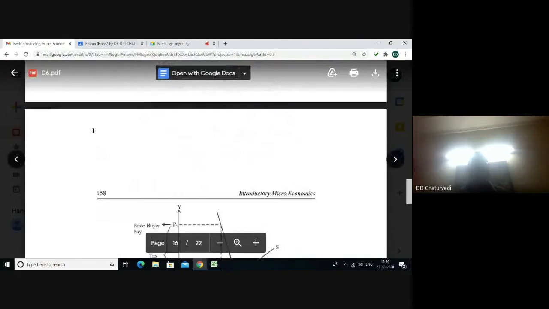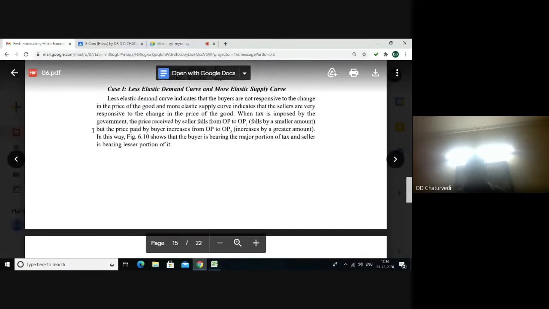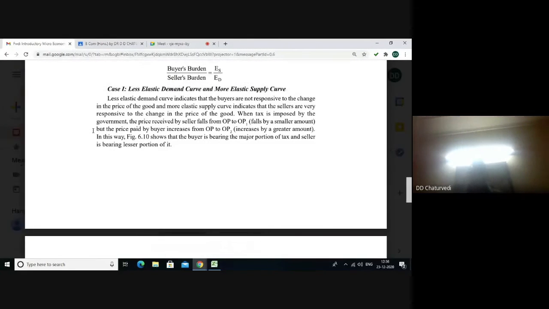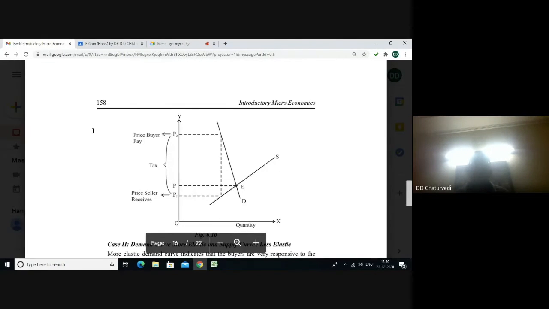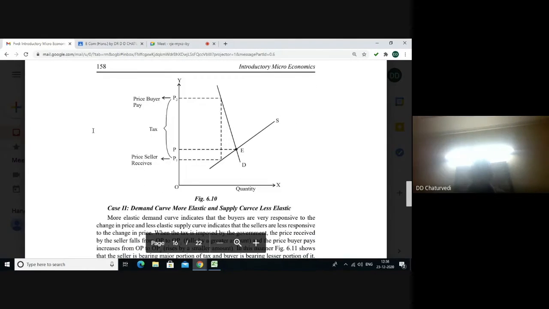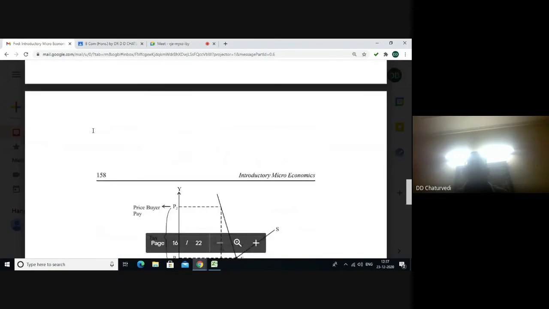The case number 1, where we have a less elastic demand curve but a more elastic supply curve. And this is shown in figure 6.10, where elasticity of demand is less but elasticity of supply is more. The demand curve is here a steeper one that indicates low elasticity of demand, but the supply curve is a flatter one that indicates high elasticity of supply.